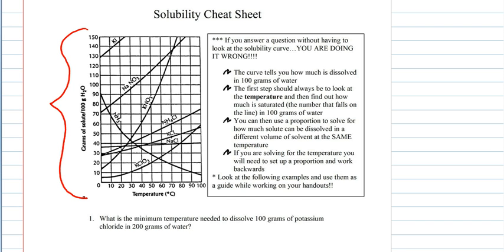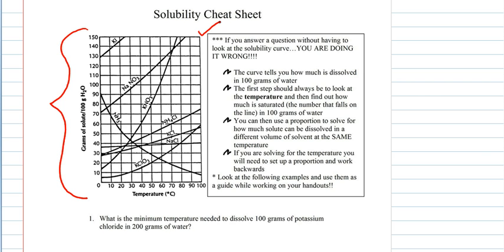So what I have here is a cheat sheet. I came up with the best way of going through a procedure so you can methodically go through each problem and make sure you did it right each time. So the first big rule of thumb, if you answer a question without having to look at the solubility curve, you are doing it wrong. So many people go through, set up proportions, and they don't even look at the curve. Then you should have a red flag in your head. I'm doing this wrong. Stop, stop, stop.